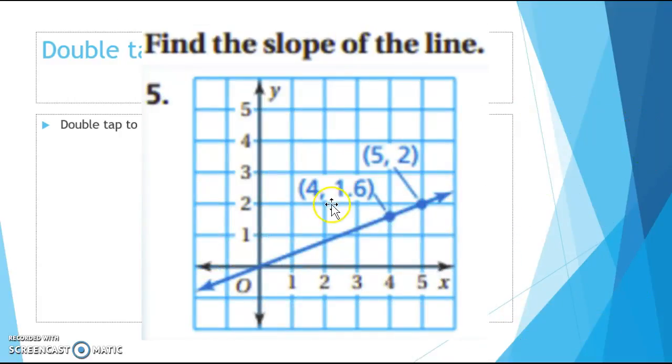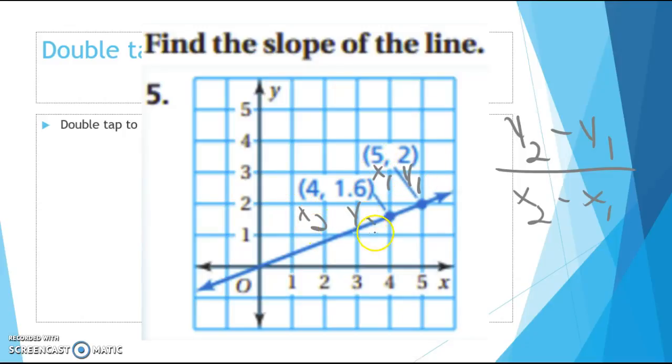Alright, now let's try the second one. We have 4, 1.6, and 5, 2. So whenever my point's not perfect, and by perfect I mean a whole number, I think it's always easiest to use our formula. So our formula again is going to be y2 minus y1 over x2 minus x1. So I'm going to label my points. You can pick either of your points to be x1, it doesn't matter. I'm going to pick this top one to be x1, which means that has to be y1, this has to be x2, that has to be y2.